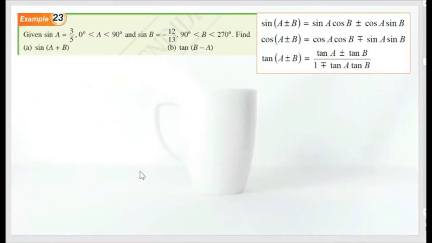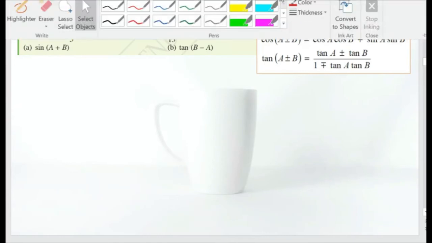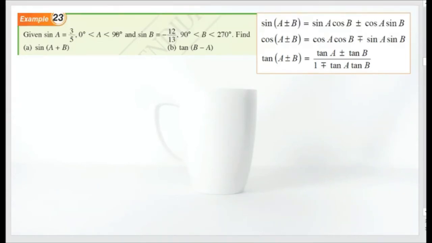Now try one more question in your textbook. Two more examples. One example, the last example today before we end the lesson today. Example 3. Given sine A equal to 3 over 5. Now he didn't mention in which quadrant, but it gives you the range for the angle, 0 to 90 degrees. Which quadrant? Quadrant 1, 0 to 90, first quadrant.